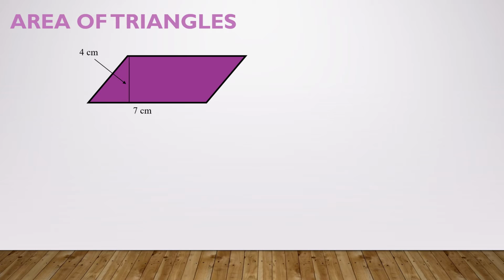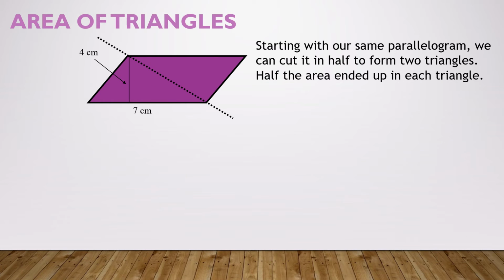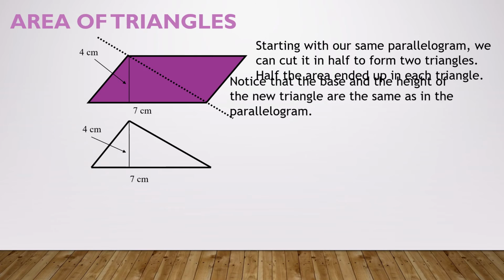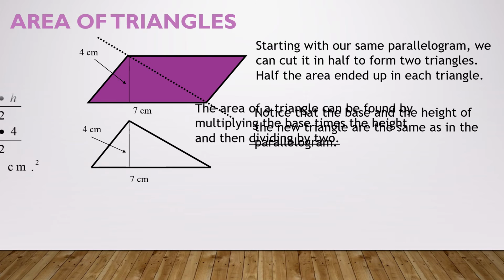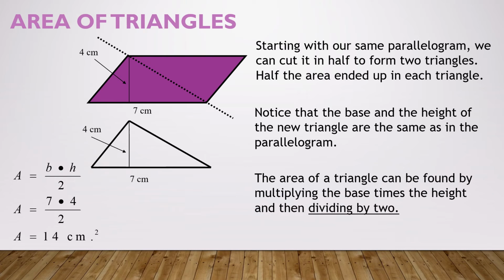Area of triangles. We're looking at this triangle here. If I were to cut our parallelogram in half from one corner to another, it would form two exactly the same triangles. So half the area is in each of those triangles, which basically means that the base and the height of the new triangle are the same as the parallelogram, but we are taking half of that parallelogram. So we need to either divide it by 2 or multiply the base and the height by a half.